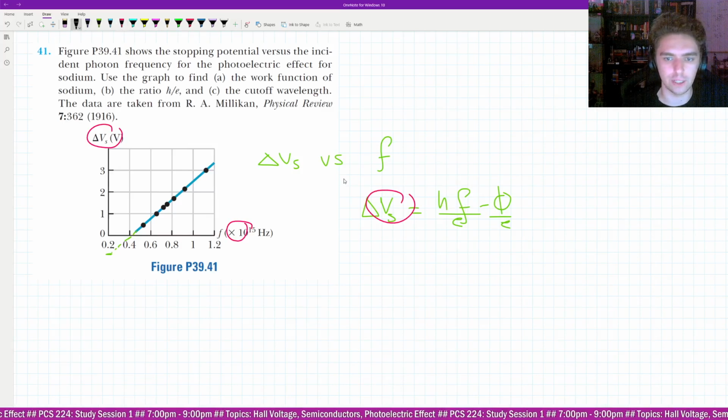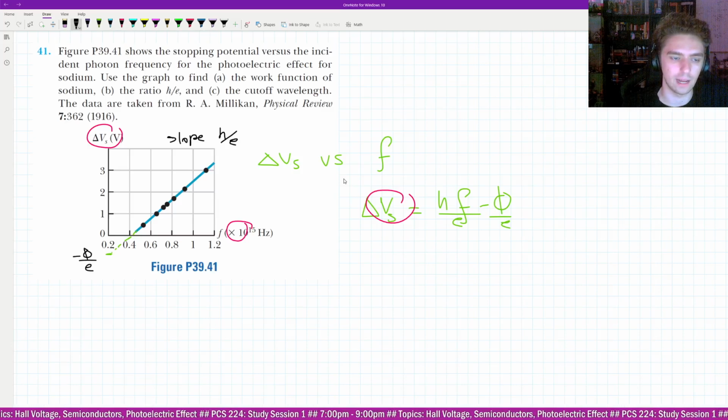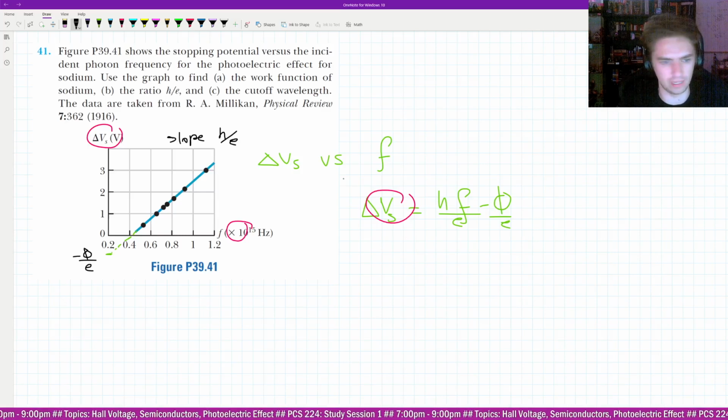So now our slope of this, you see this is delta Vs versus f, right? Our slope is h over e, and the intercept is negative phi over e. Okay, so if you want to find the work function, you just have to multiply by e. And then for the cutoff wavelength, you just divide the work function by h. And that's it. So I won't do it. To do it, I guess you just take points.